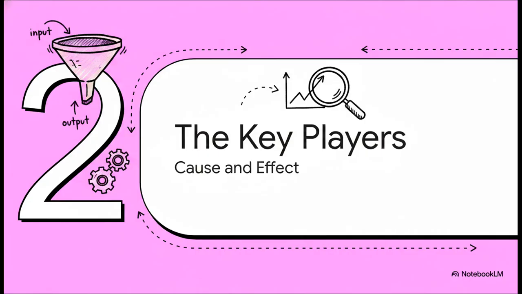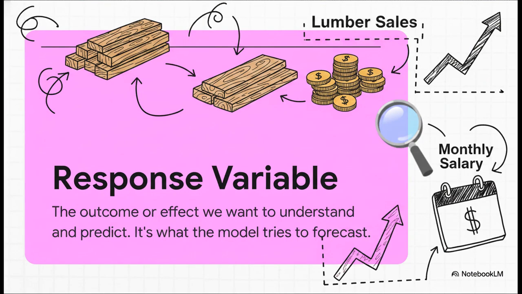Okay, so we've seen the machine. Now let's pop the hood and see what makes it run. See, to work, every prediction machine needs an input and an output. And that brings us to the key players in our model. First up, you've got the response variable. Just think of this as the main event. It's the thing we're actually trying to predict. So in our examples, that could be lumber sales or monthly salary. It's the effect we're interested in.